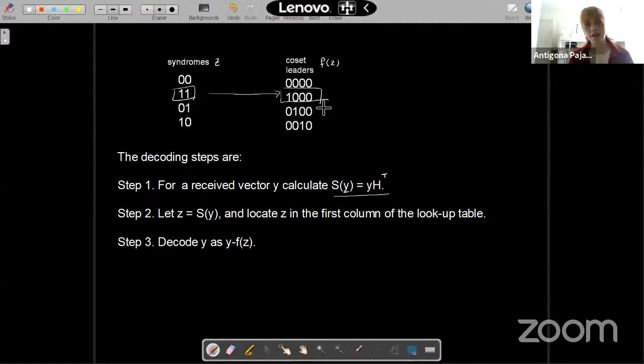If you calculate the syndrome of a received vector and you don't find it in this column, then we seek a retransmission, because it means that the vector has more than 2 errors, and that is no good for us. So this was one of the decoding methods, which is faster than the other one.